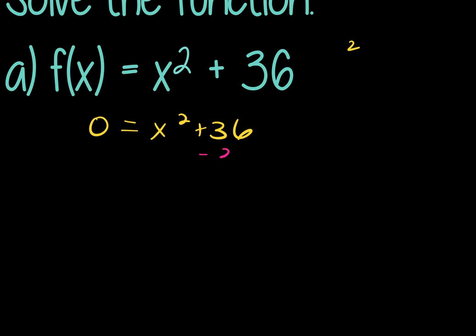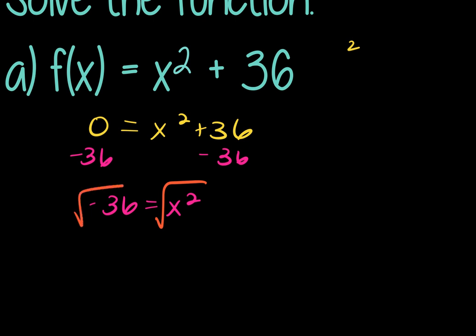So now I would subtract the 36. And then I would square root both sides, making sure I put a plus and minus in front of that negative 36. And I would get x equals plus and minus the square root of negative 36, which is what? 6i. Good. And 1 is positive and 1 is negative. So there are my 2 zeros.